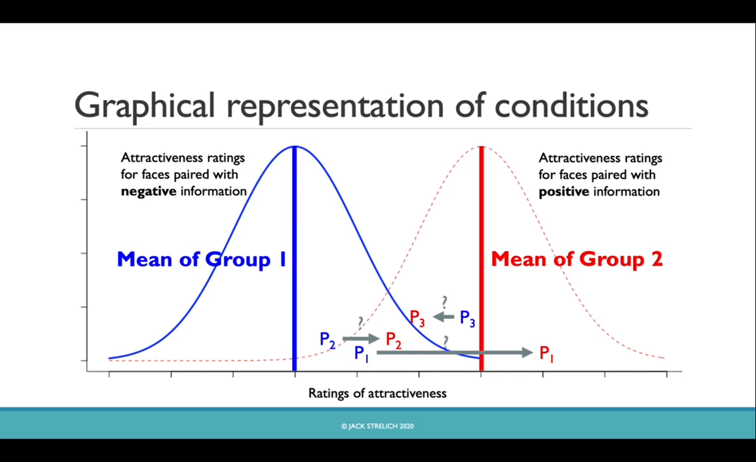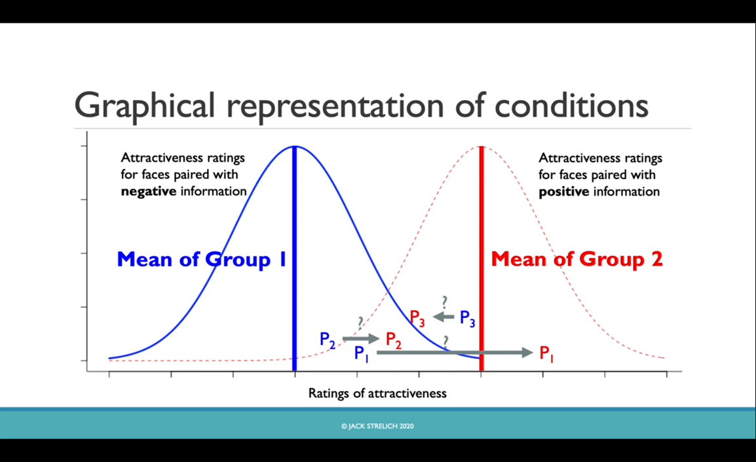In other words, for each participant, what is the direction and the magnitude of the change between the faces paired with negative information and the faces paired with positive information? And that's what the length and direction of these gray arrows here is representing. Notice that for participant 1, we have a very strong change, such that the face paired with positive information is rated higher than the face paired with negative information.